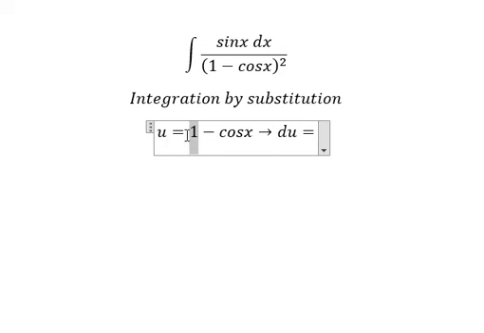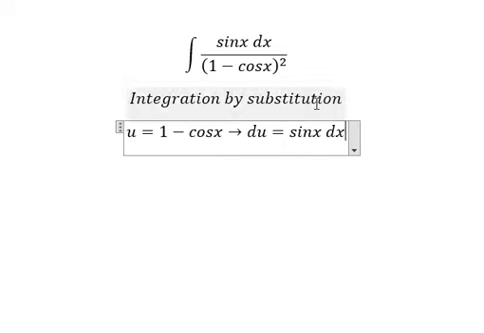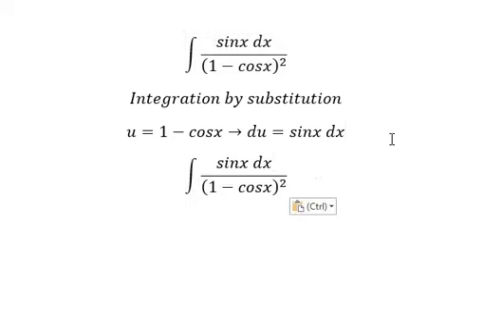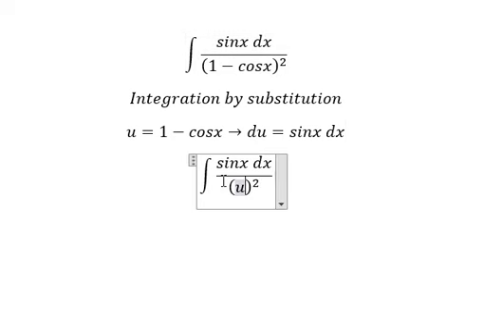This one is a constant, so you get 0. This one we have negative sine x, negative and negative, we have positive. This one is about u. Sine x dx we change for the u.